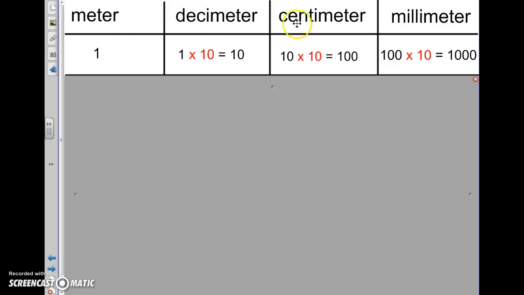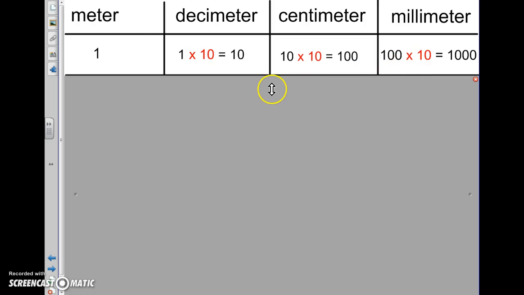And because this is tenths, hundredths, thousandths, that means every time that we move over one of these units, there's 10 of these in here because it's a tenth of the size, 10 times smaller. So therefore there's 10 more of them to make the same amount of length. There's 10 centimeters in a decimeter and 10 millimeters in a centimeter. So each time we move over, we're multiplying it by 10.